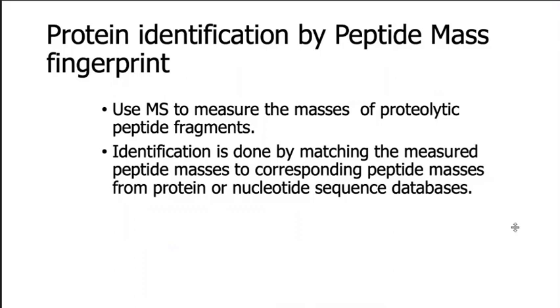Protein identification by peptide mass fingerprinting. Here we use a mass spectrophotometer to measure the mass of proteolytic fragments. After protein digestion, we have a lot of polypeptides, and we can feed them, after separation, to the mass spectrophotometer. The mass spectrophotometer will measure their molecular mass. Then identification is done by matching the measured peptide mass to the corresponding peptide mass from a protein or nucleotide sequence database.